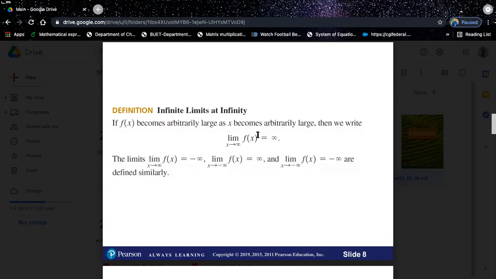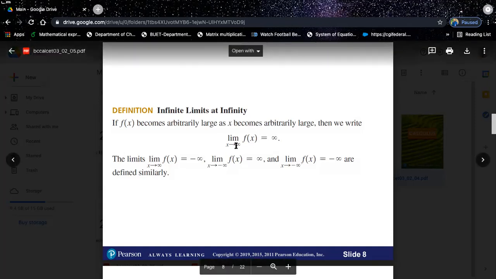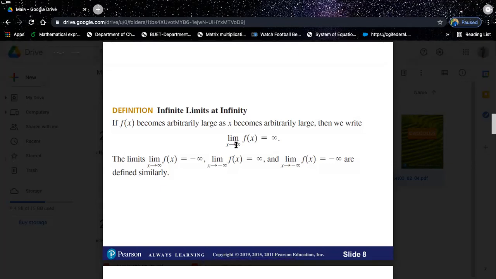As you can see, we can have four different categories: x tends to positive infinity with f(x) tending to positive infinity or negative infinity, and the same goes for x tends to negative infinity as well. So for all of these, we say it is an infinite limit at infinity.